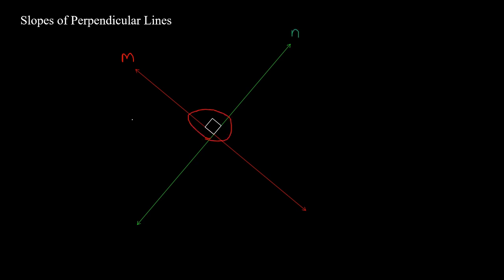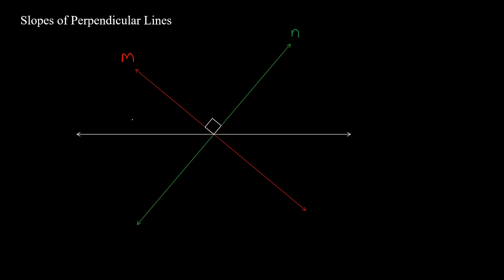In this video, I want to prove that the slopes of perpendicular lines are negative reciprocals of each other and that when multiplied together, you get -1. So to begin, we're going to construct our perpendicular lines, and I'm going to call this red line M. I'm going to call this green line N. And you can see that they're perpendicular because of this 90-degree angle right over here.